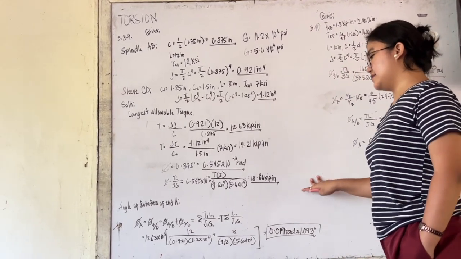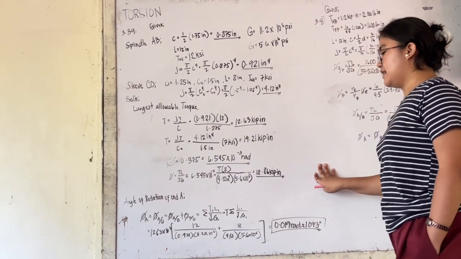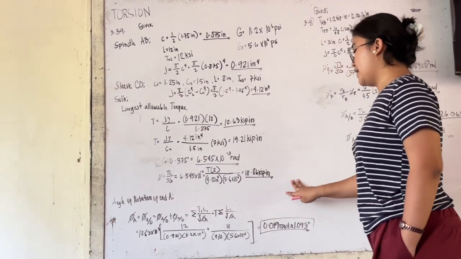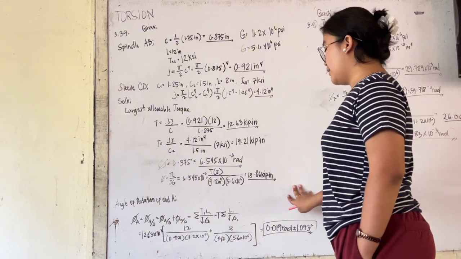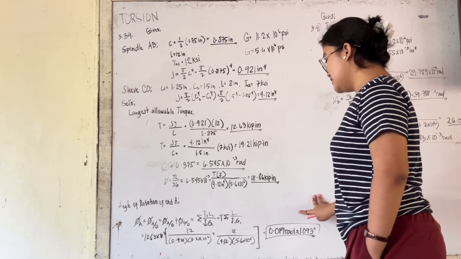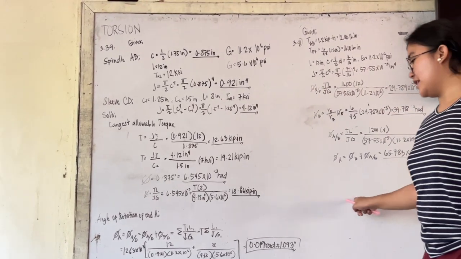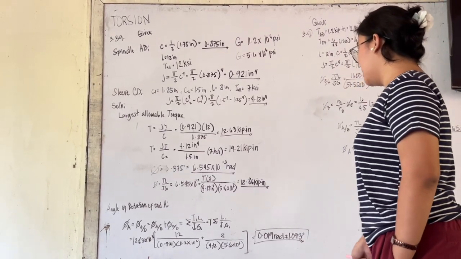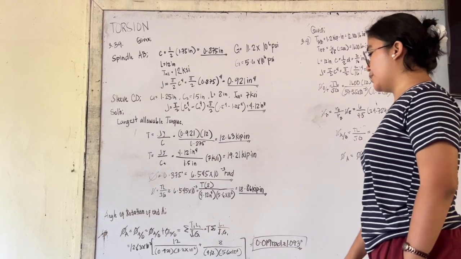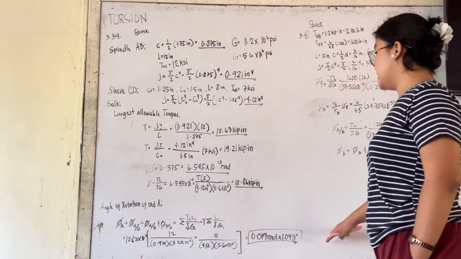For the angle of rotation of A, we have a formula of theta A is equal to theta AB plus theta CB, which is equal to T1 L1 over J1 G1, plus T2 L2 over J2 G2. We plug in the given values, and we have 0.019 radians, converted to degrees, 1.098 degrees.